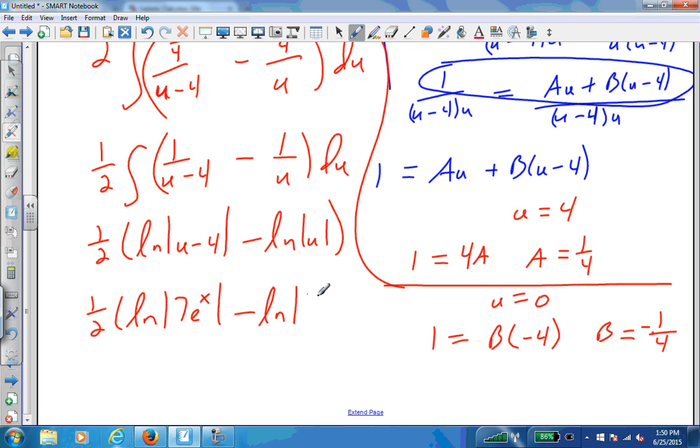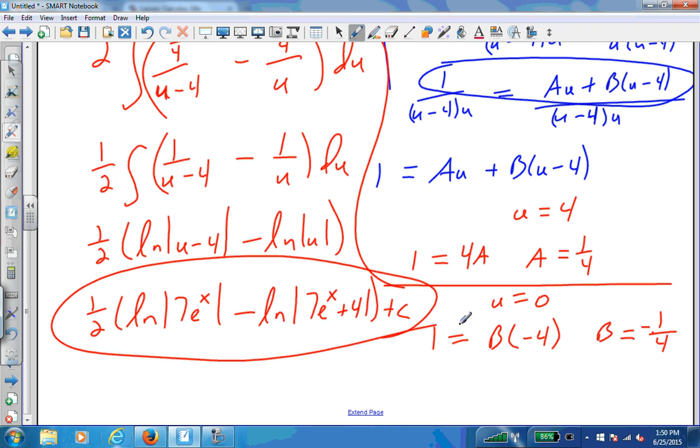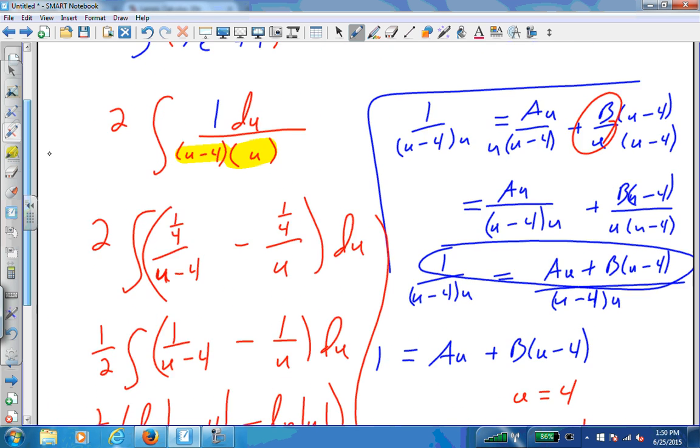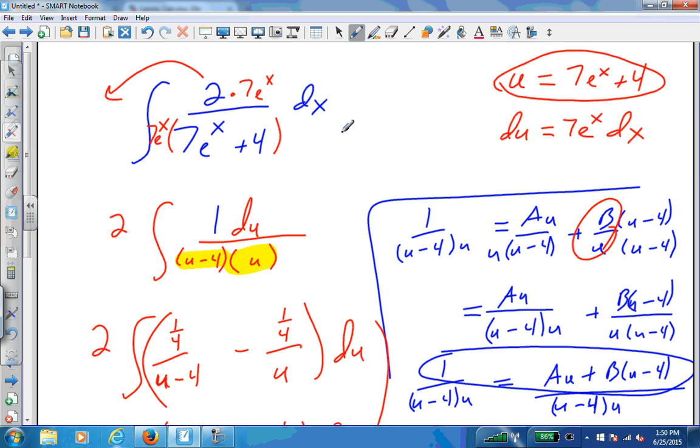U, that was 7e to the x plus 4. So that was messy. That was very messy. But we started by picking something to be u.